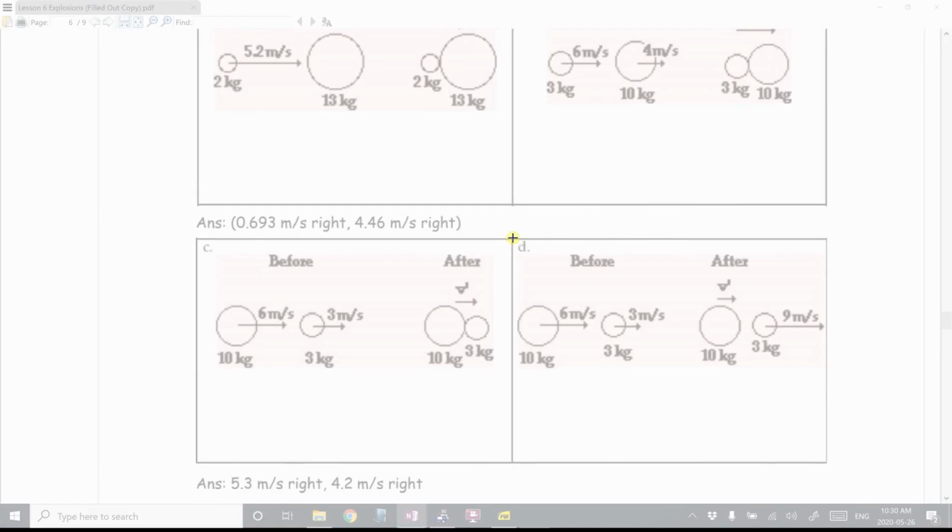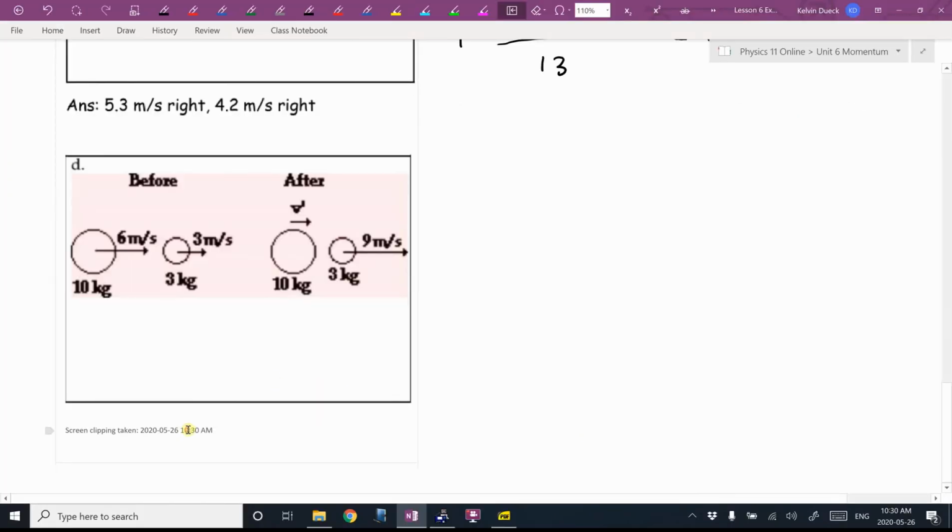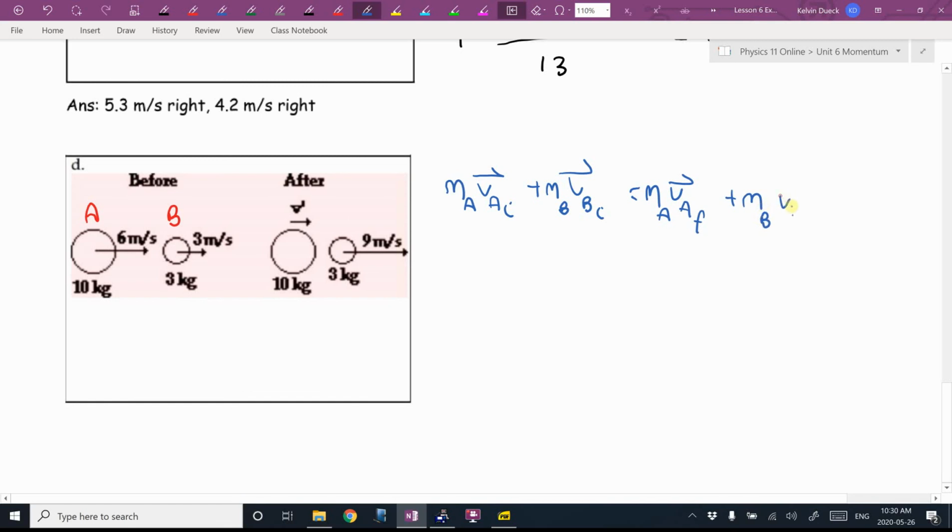D. Okay. Now they don't stick together. Gotcha. So, again, mass A, mass B. So I'm going to have this: mass A, velocity A initial; mass B, velocity B initial. Wham, they collide. Mass A, velocity A final, plus mass B, velocity B final, since they're not stuck together.